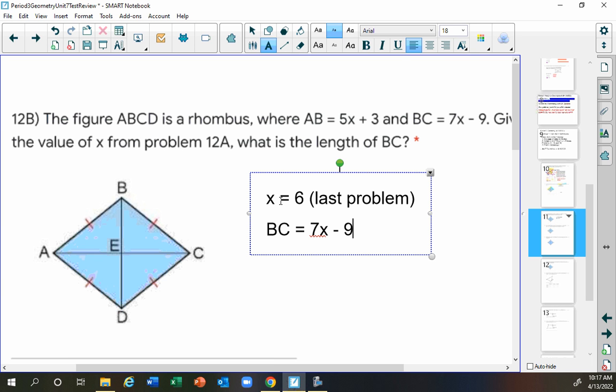Anybody get that? If you need a minute, I'll give you a minute to get it. Anna, you said what number? 33. Good. BC equals 7 times 6 minus 9. BC equals 33. That's right. Good job. All right, questions on that one? That's just a simple plug and chug deal.